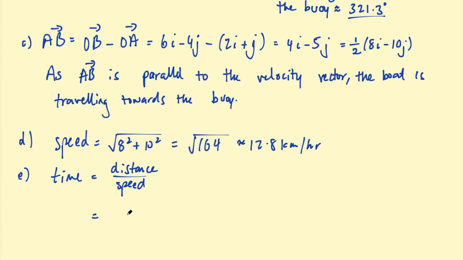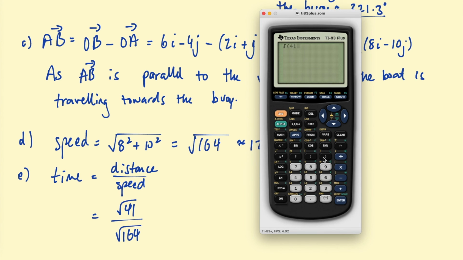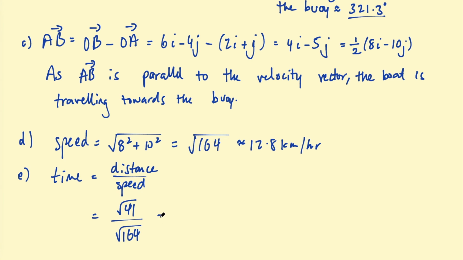We have the distance, which was the square root of 41. We have the speed. Let's write it as square root of 164, to make it as accurate as possible. Let's plug that into the calculator. The square root of 41 divided by the square root of 164 gives me 0.5. That would be in hours because the distance was in kilometers and the speed was in kilometers per hour. So let's convert that to minutes. It makes more sense to write 30 minutes than half an hour. So this is 30 minutes.